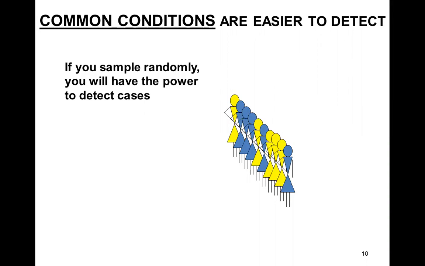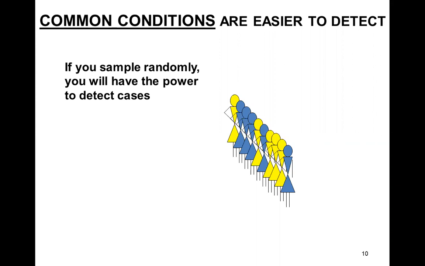When you're looking at a common condition, what you need to do is identify people in your population, if we're talking about a cohort study, who may or may not have that condition, so we can see how common it is. The way we can select our subjects in a cohort study is either randomly or some other ways. So here I have my yellow women and my blue women. And if you sample randomly, you have the power to detect cases of the condition.